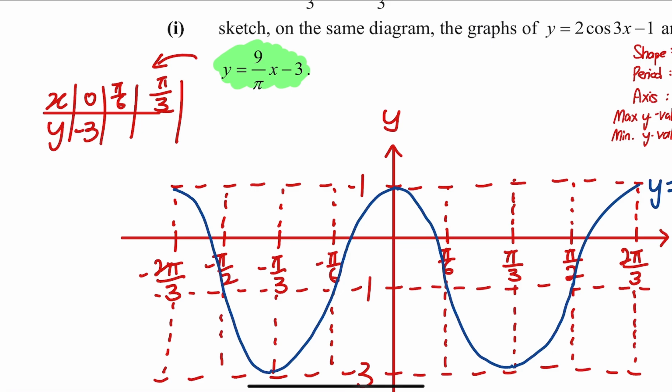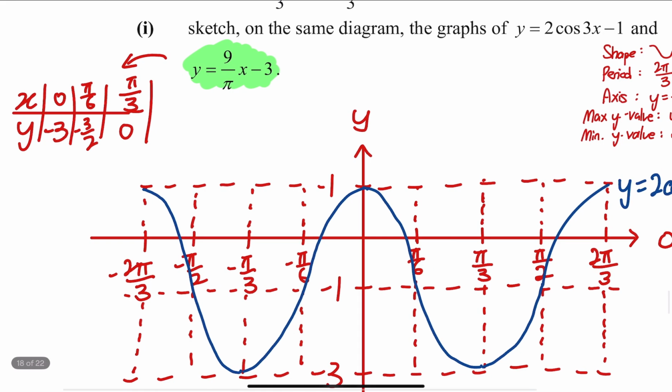Okay, when I substitute pi over 6, this will be 9 divided by 6 minus 3. So this will be 18 over 6, negative 18 over 6. Okay, this will be 3 over 2 minus 6 over 2. This will be negative 3 over 2. Then likewise, if it's pi over 3, this will be 0.